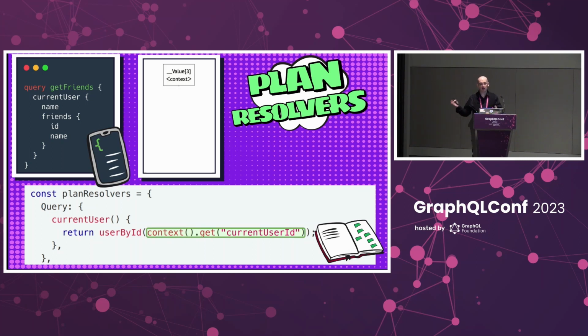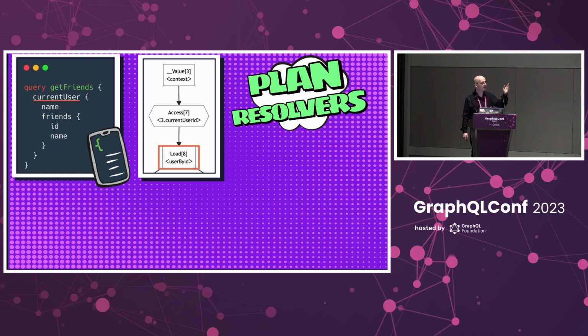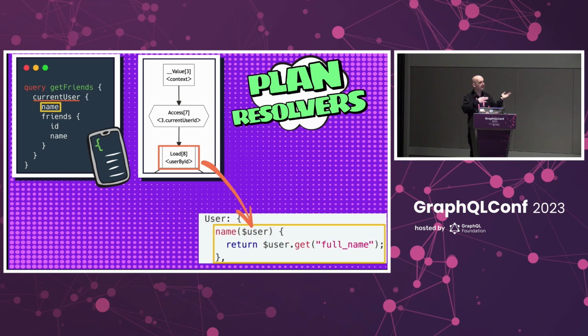Next, we want to access the current user ID property, which will give us a step that represents this access. Note the arrow shows that at execution time, this new step will be dependent on the results of the previous step. And finally, we call user by ID, which will give us a step representing loading this single user. Now, this final step represents the result of the current user ID field. So when we plan the next layer of fields, this result is then used as the input, similar to the parent object in traditional resolvers.